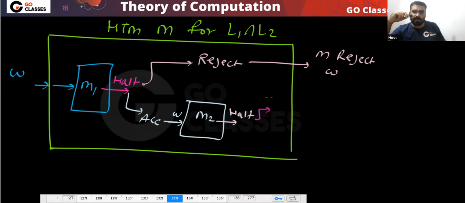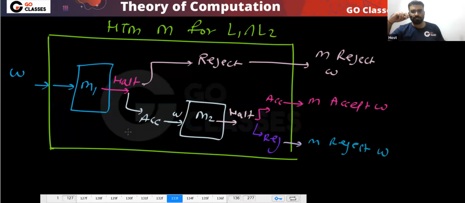Now if M2 accepts, then M will accept W. And if it rejects, then M will reject W.